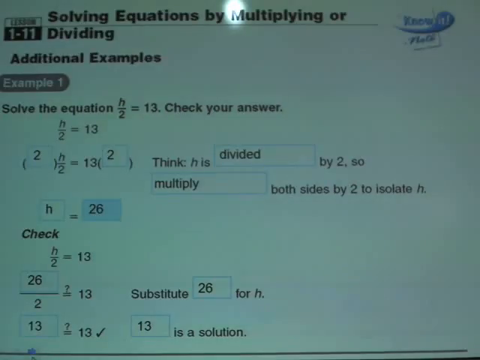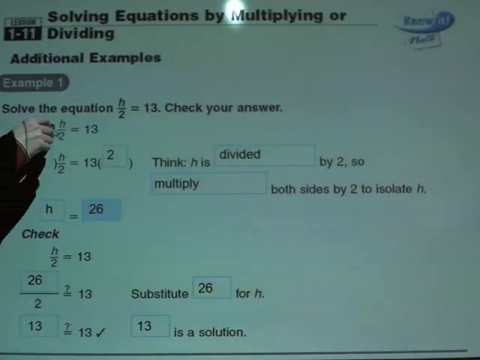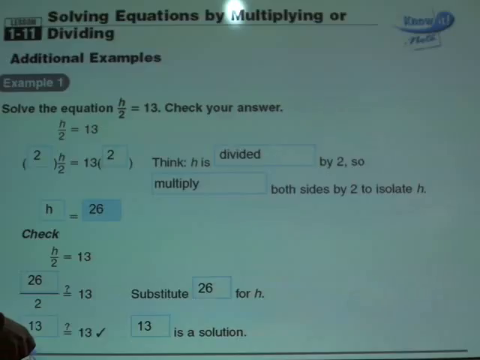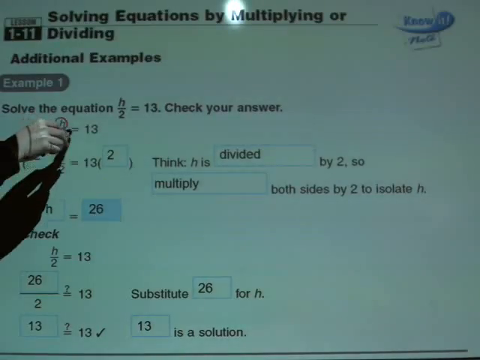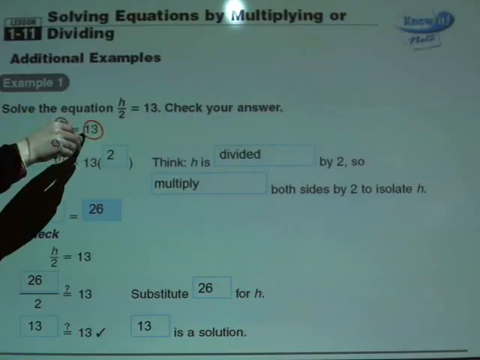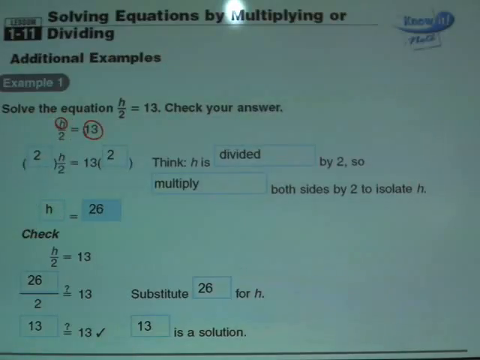Well, let's go through our little checklist that we went through yesterday. We know we want to keep variables on the left side of the equal sign, so variable h is in a good spot. And the number 13 is also in a good spot because numbers belong to the right side of the equal sign. So the only thing that needs to move here is the 2. The 2 has got to move to the other side.